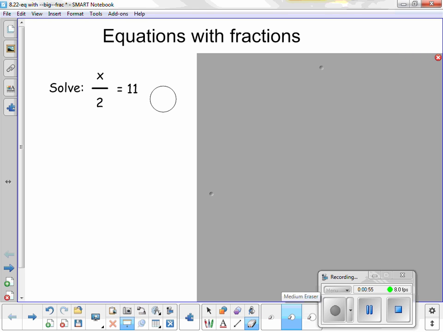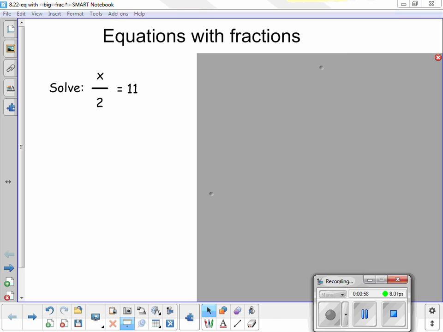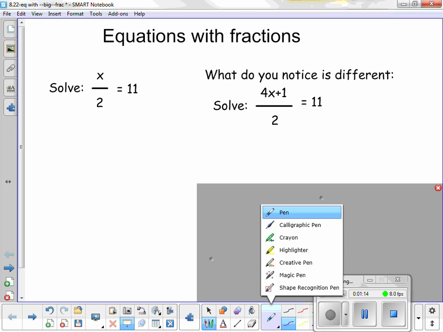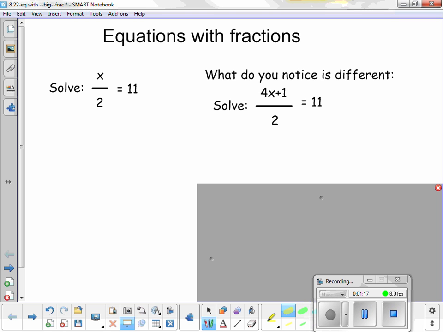But that's not really the point that I wanted to make here. The point I wanted to make was comparing it with this problem. So let's look at the two equations and consider the differences. Well, there's still an x up top, there's still a 2 in the bottom, and there's still an 11 on the right hand by itself. However, in this problem, I also have a 4 and a 1. So if you notice, the only thing in the bottom is a 2, but in the top there's more than one operation going on, and it's inside the fraction.